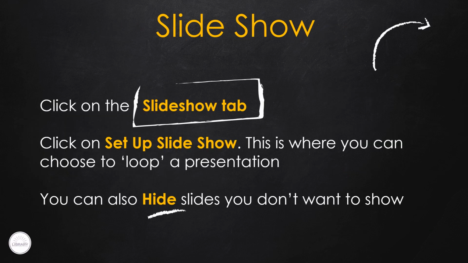Finally, you can set your presentation up to run as a slideshow. Click on the Slideshow tab. Click on Set Up Slideshow and choose your options. This includes being able to loop your presentation so your slideshow runs over and over. This is perfect if you want to have a slideshow running on a display screen, for example. You can also choose to hide any slides you don't wish to be included in your slideshow.